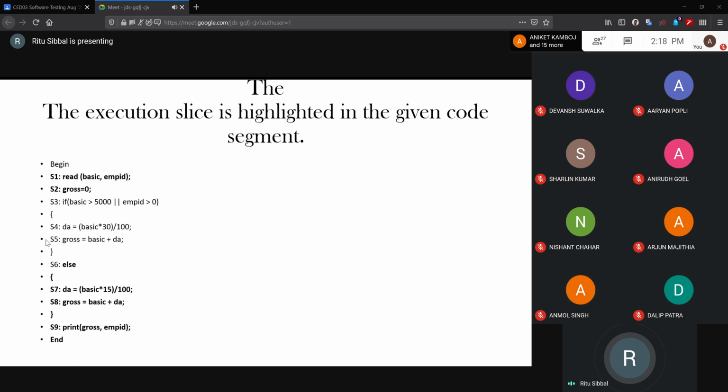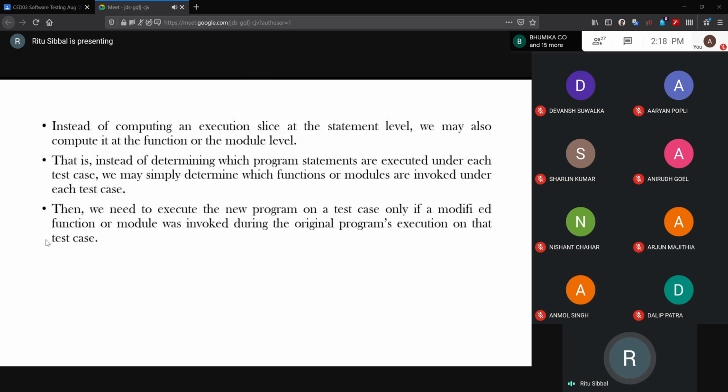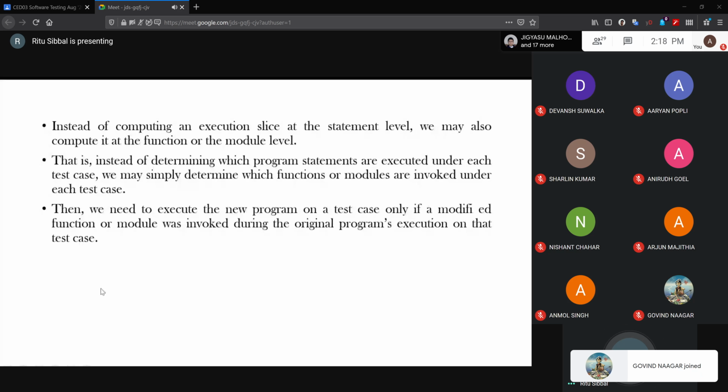All right. So this is the prioritization of test cases on the basis of the number of statements which fall in the execution slice when the program has been modified. Now, as we have done it at the statement level, we can also do it at the function level or the module level. Instead of determining which program statements are executed under each test case, if we do an execution slice at the function or module level, we will simply determine which functions or modules are invoked under each test case.